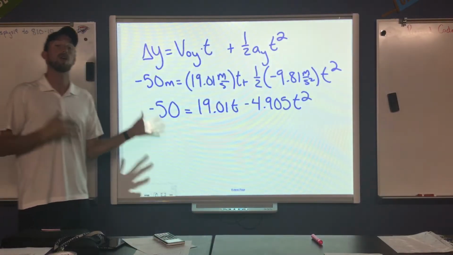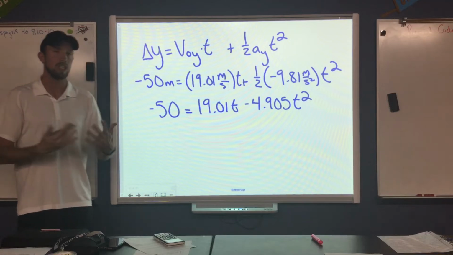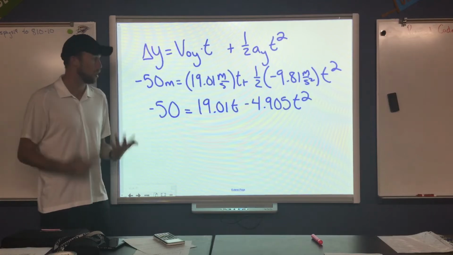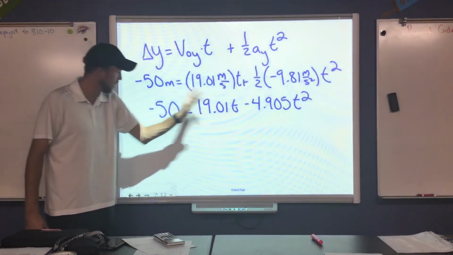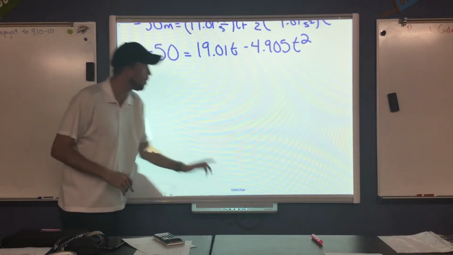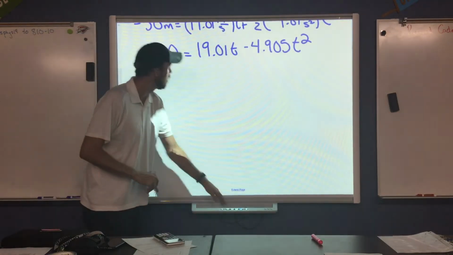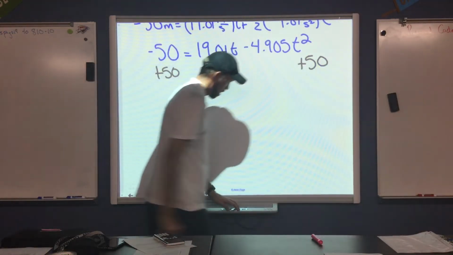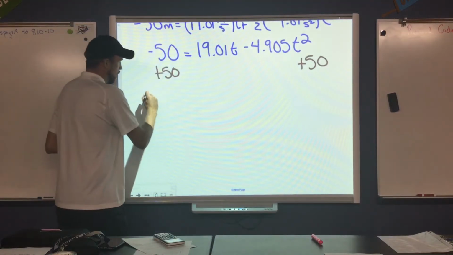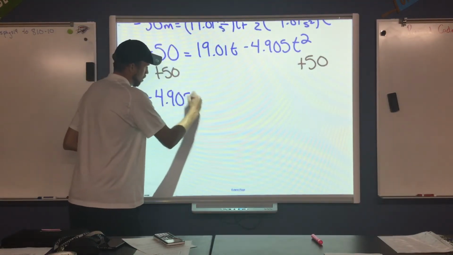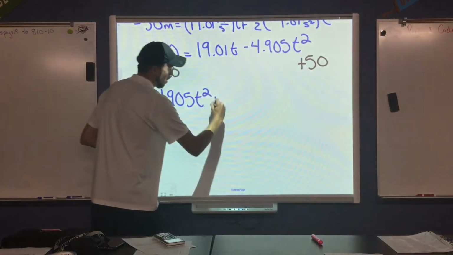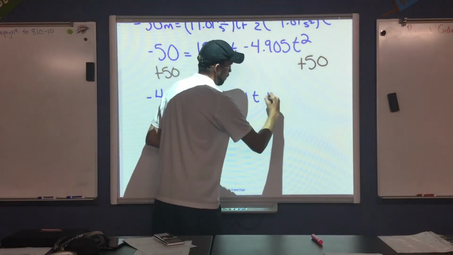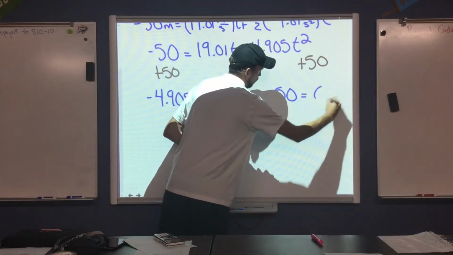Now, as you'll notice, this is something we also discussed in class. This equation is going to be something we need to use the quadratic formula in order to solve, because we have a polynomial. It's t squared, t, and then something without t. So what I can do here is I can move everything to one side of my equation. Let's say I move the 50 over, because we already have two values on the right-hand side. I can rewrite my expression like this. Negative 4.905 t squared plus 19.01t plus 50 is equal to 0.